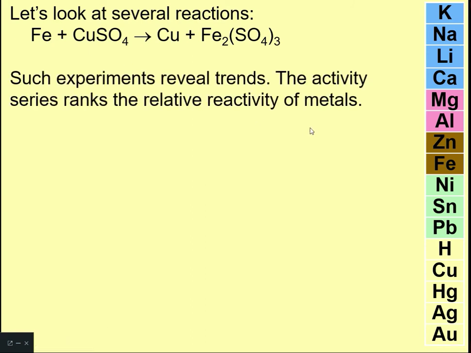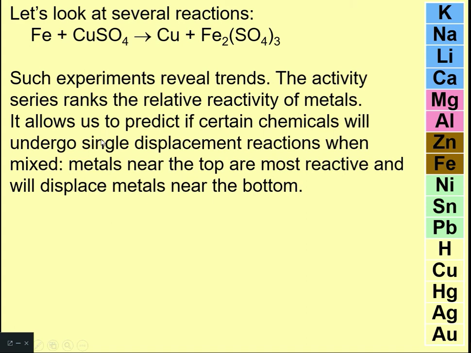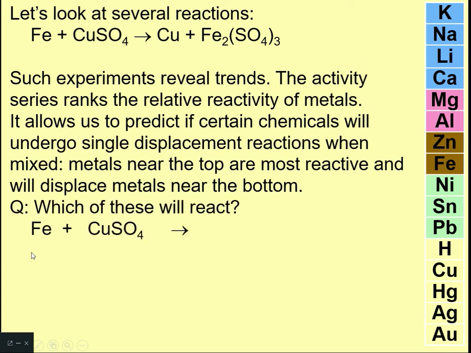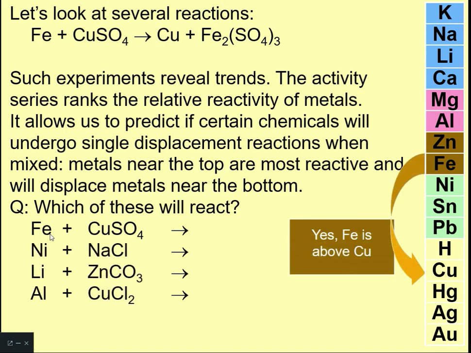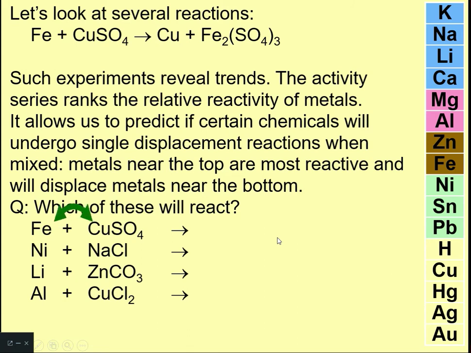So we're going to notice trends. The activity series will allow us to predict certain chemical reactions just by using it. The higher towards the top, the more reactive it's going to be. So let's check out these. Iron with copper sulfate, we already said, because iron is above copper on the activity series, yes, the reaction is going to happen, and you switch the cation and the metal and swap them out and make copper and iron sulfate.